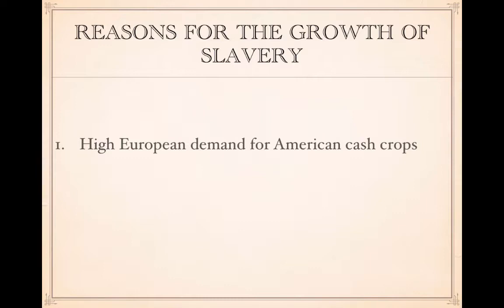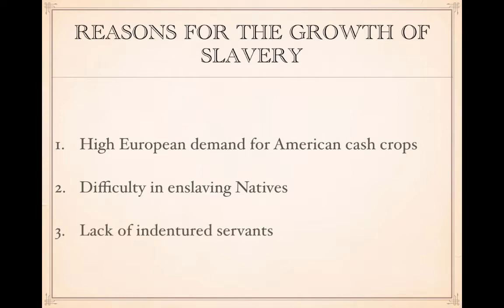So there is this unbelievably high demand for these crops in Europe. So that will lead to a need for a large labor force, which unfortunately will lead to African slavery. There's also going to be difficulty in enslaving natives because they were susceptible to disease, they knew the land well, and could run away. And there's also a lack of indentured servants, especially after 1676 with Bacon's Rebellion. So be able to identify and explain all 3 of these.